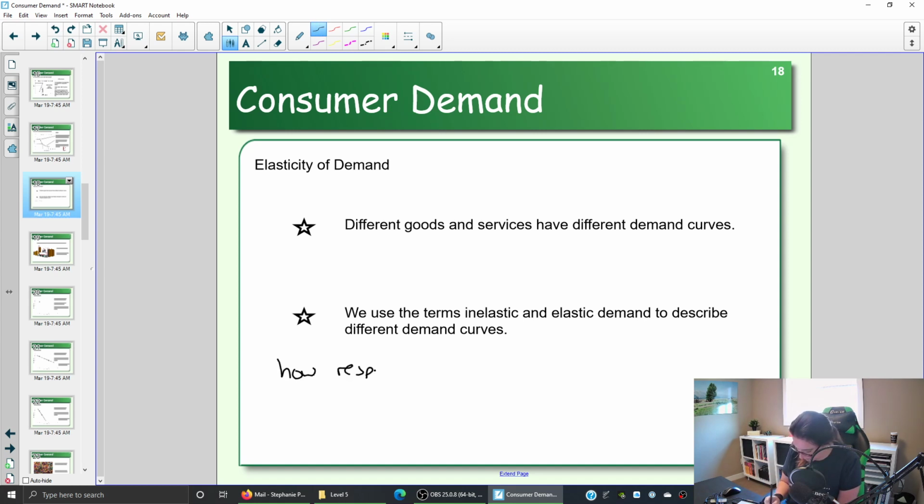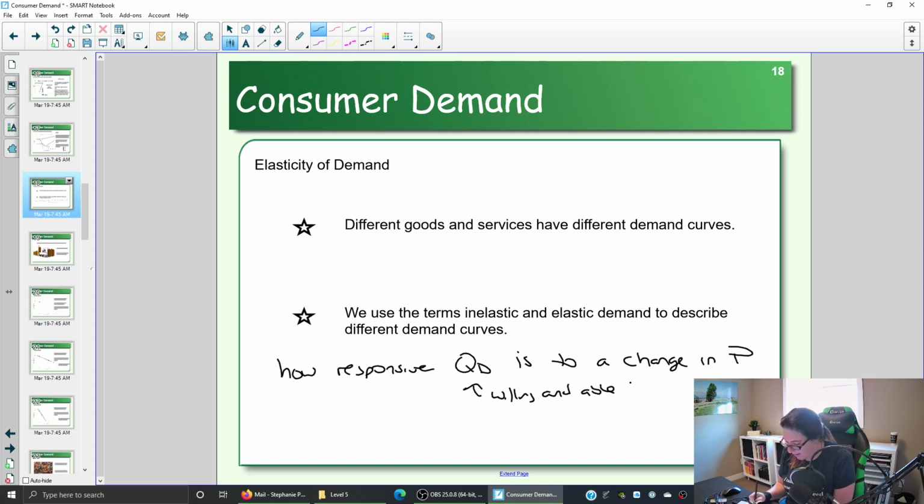how responsive quantity demanded is to a change in price. So when we change the price, how sensitive are people to the price change? Does the amount that they are willing and able to buy change a lot or change a little?